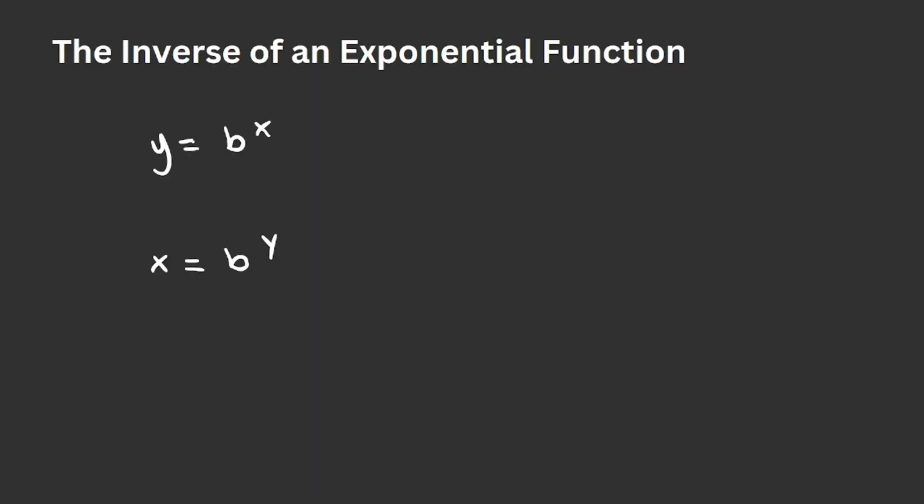Next, let's find the inverse of an exponential function. So we know exponential functions in our most basic form are y equals b to the power of x, and then swapping the x and y, we get x equals b to the power of y. And now to isolate for y, we would need to use a logarithm. We would write y equals log base b of x.